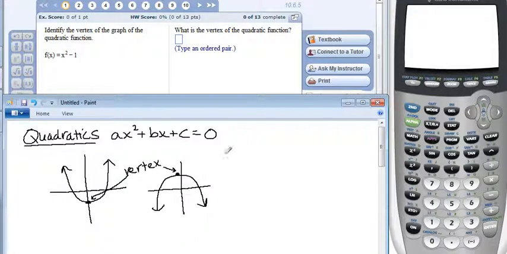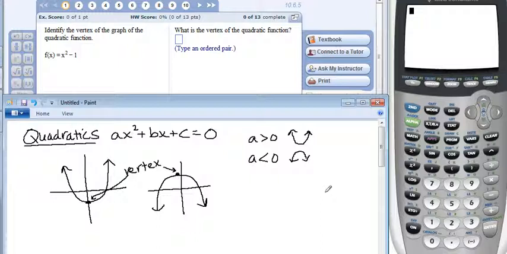That's a, the value of a. So if a is bigger than 0, so if it's a positive value, obviously it can't be 0, otherwise you've wiped out your x squared term, and then it's linear. But if it's bigger than 0, then you're going to have something that looks right side up. And if it's less than 0, it's going to be upside down. So that's very important.